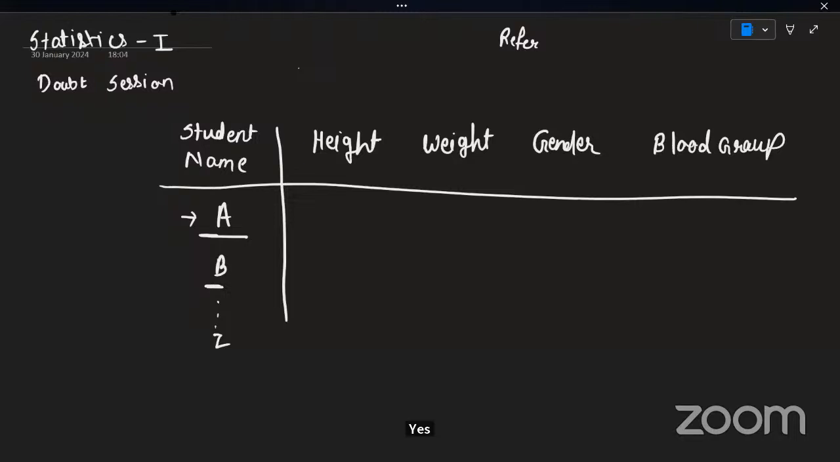Fine. So this A, B, C are the units for which you are calculating, or from which you are getting the variable values. That means the students are the units.